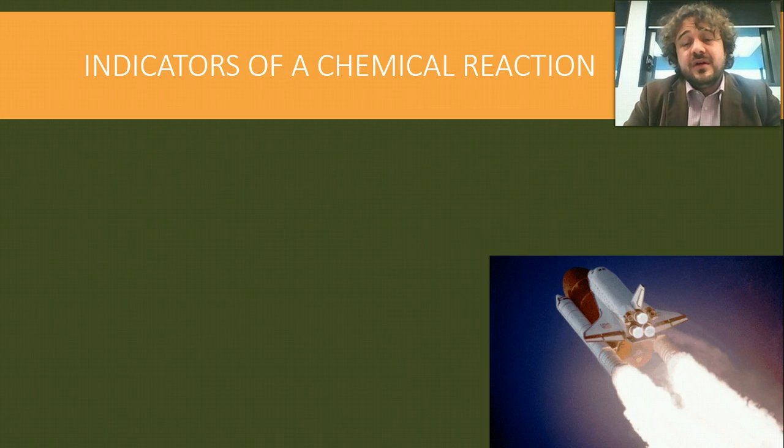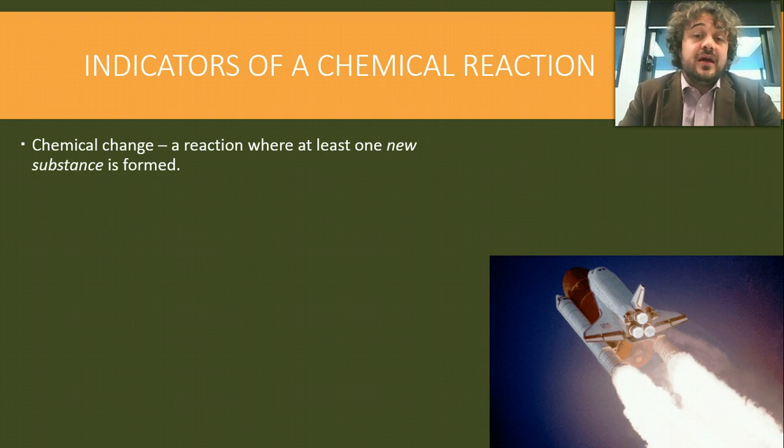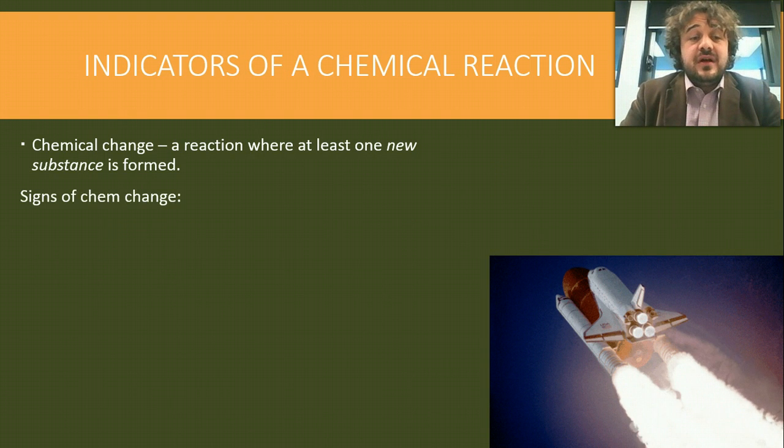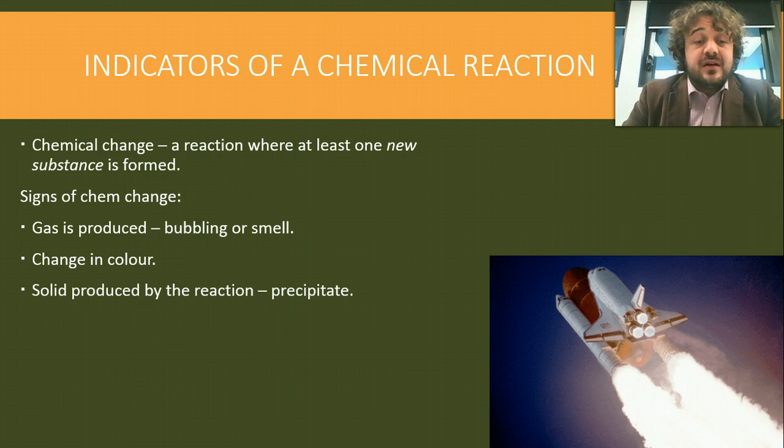Okay, so what are the indicators of a chemical reaction? Well, we know that a chemical reaction is one where a new substance is formed, and there are several signs. A gas is produced, that's happening over here. You can tell by bubbling or a smell. There's a change in colour, or there could be a change in colour. Any one of these will do. A solid is produced, and this is called a precipitate.